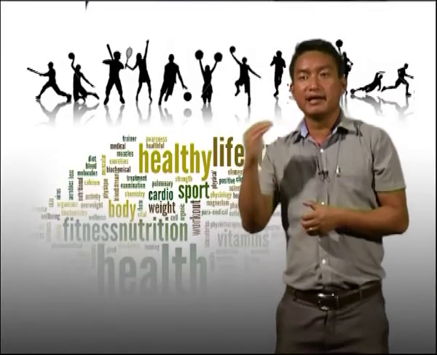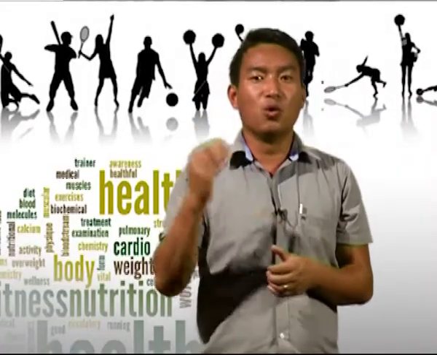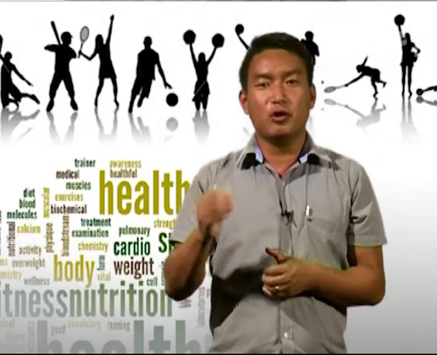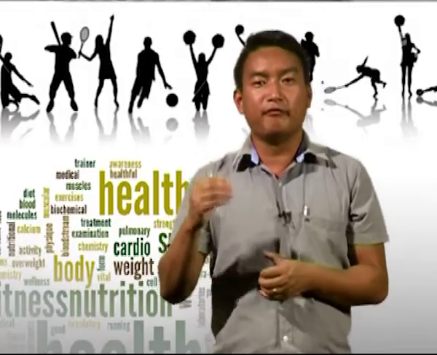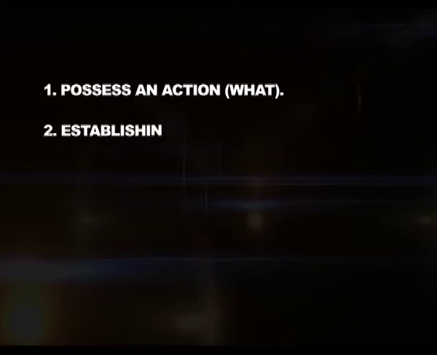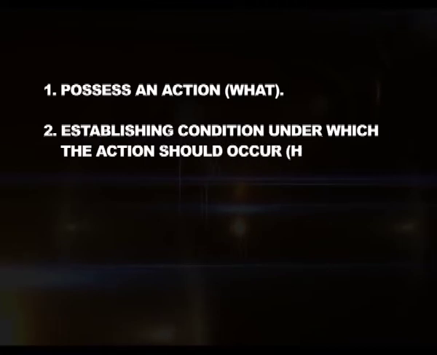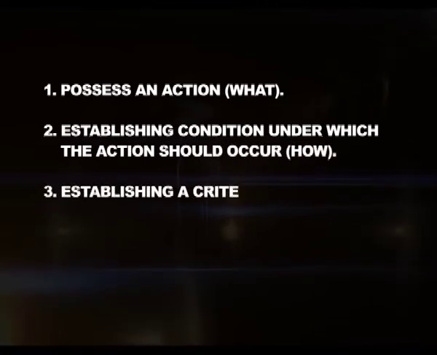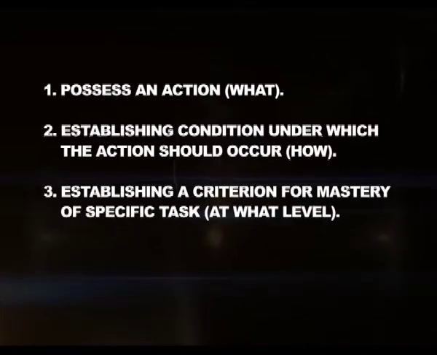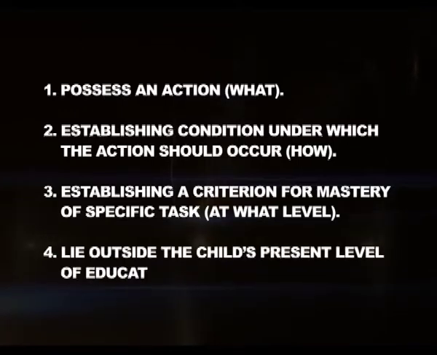In addition to the hierarchical linkage between the present level of performance, the annual goal and each of the short-term objectives, the annual goal and short-term objectives must incorporate four concepts. Number 1, process and action, that is what. Number 2, establishing conditions under which the action should occur, that is how. Number 3, establishing a criteria for mastery of specific tasks, that is at what level. Number 4, lie outside the child's present level of educational performance.